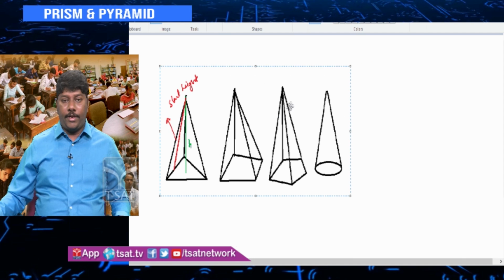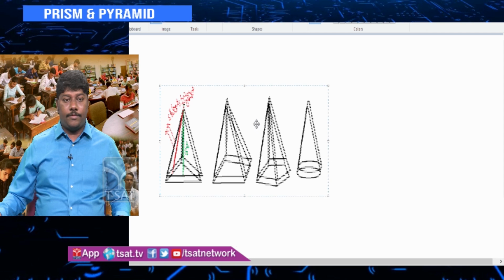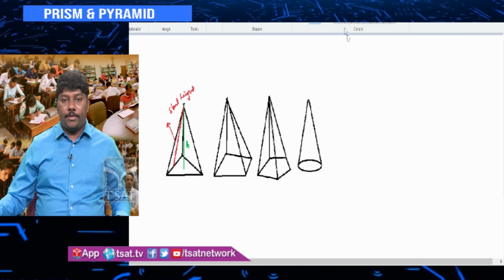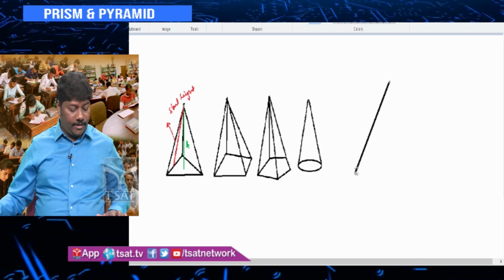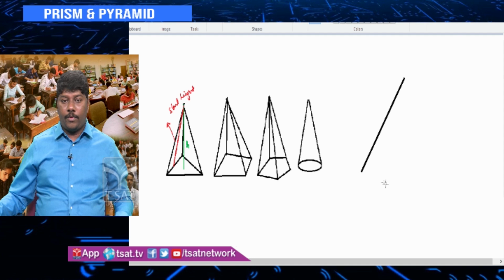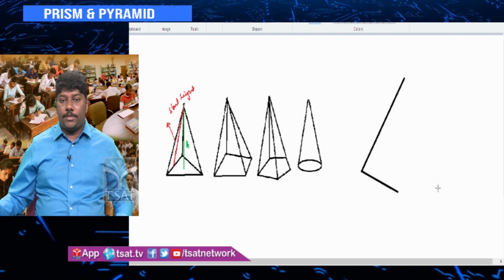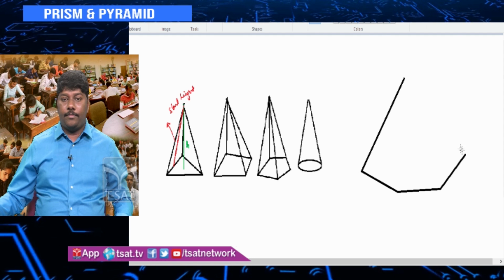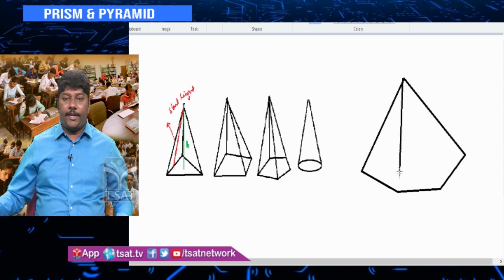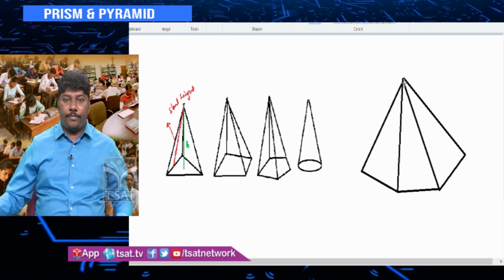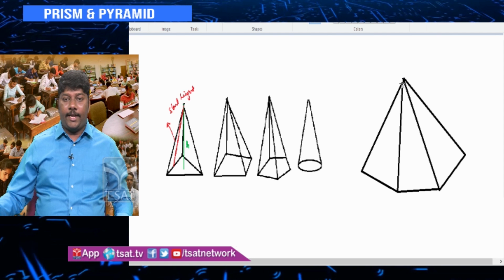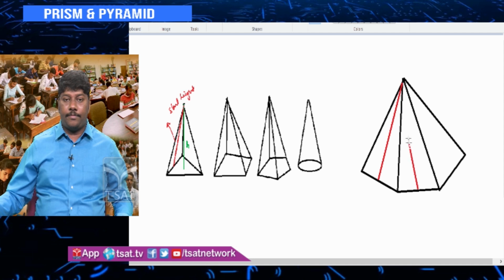If you cut it and open it, see how it forms. Take an equilateral triangle and just cut it and open it. If you cut it and open it, it will be like this. Side 1, side 2, side 3, you are adding it to this. These are the three triangular surfaces we see here. These red lines are slant heights.